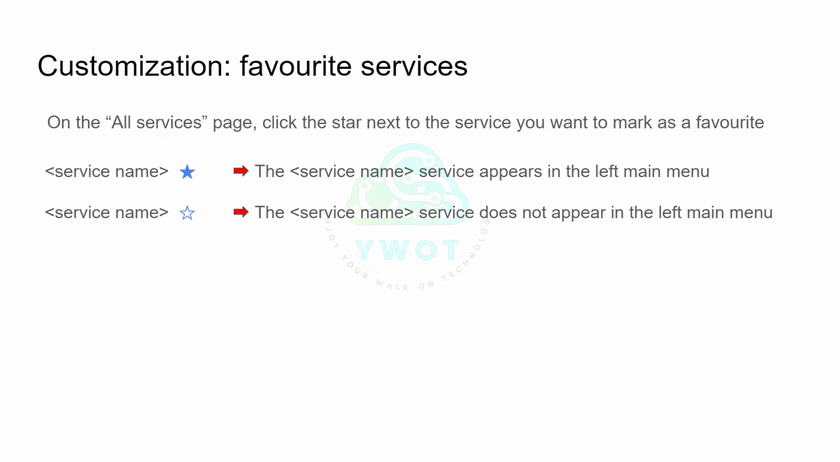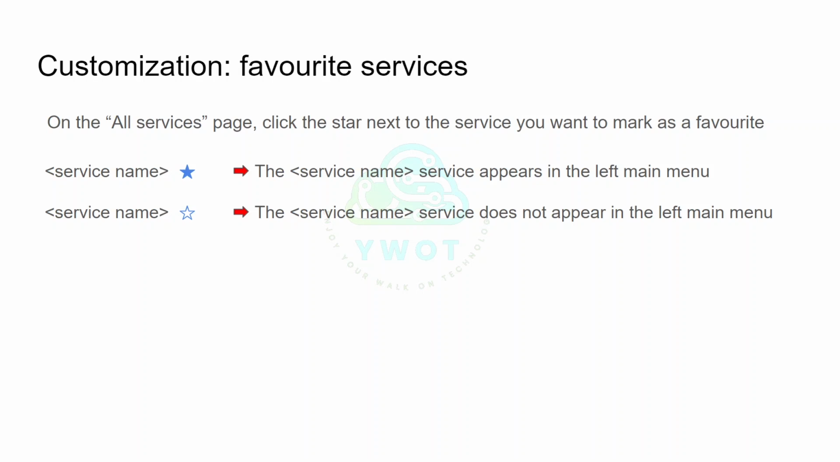Let's now talk about customization. The first topic about customization is favorite services. On the All Services page, we can click the star next to the service we want to mark as a favorite. So if the star next to the service name is blue, it means the service is marked as a favorite service, so it appears in the left menu. If the star next to the service is white, it means the service is not marked as a favorite, so it won't appear in the left main menu.